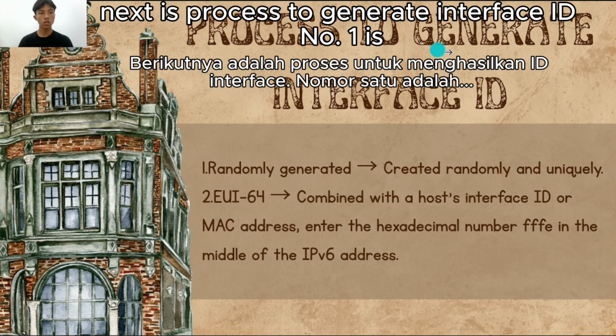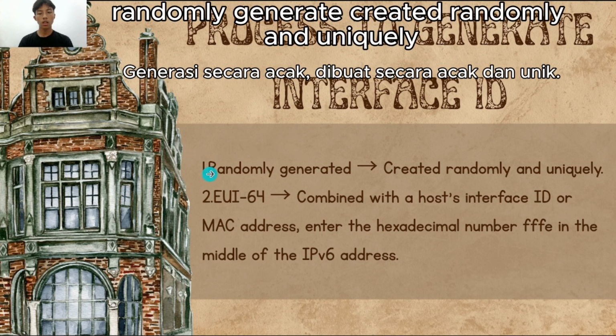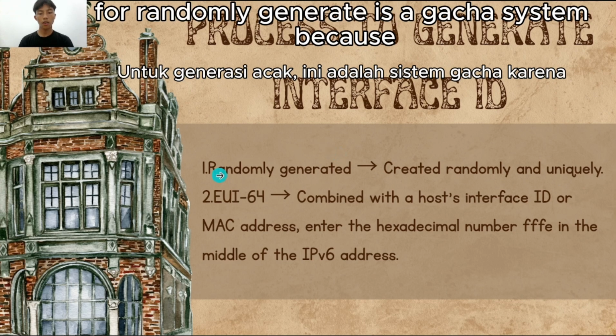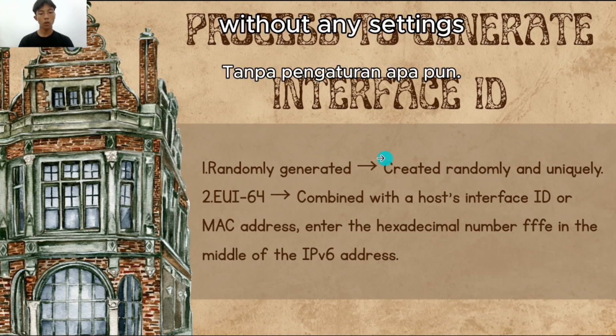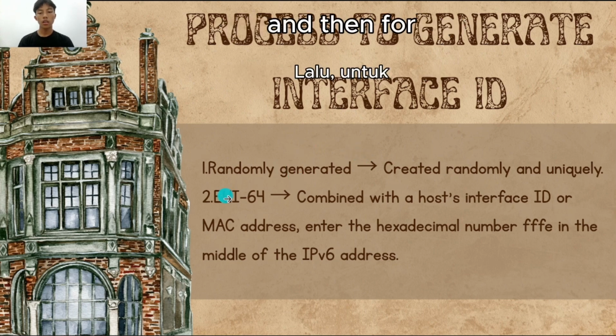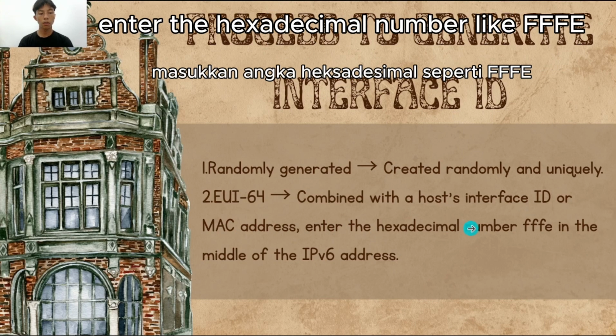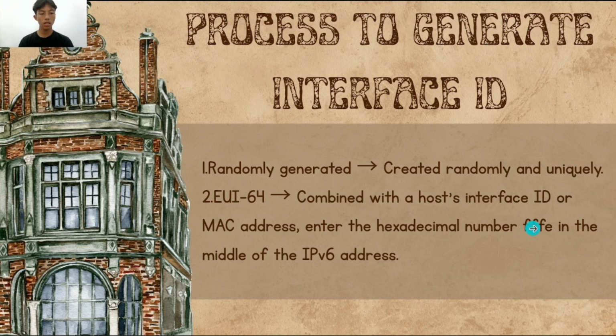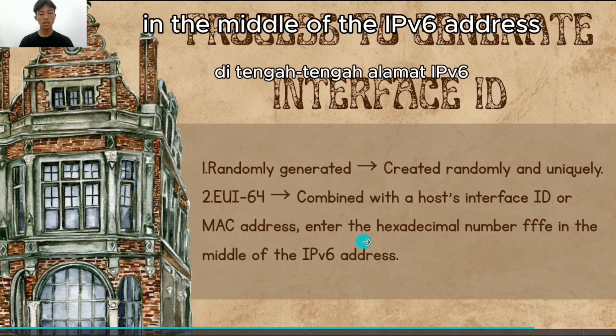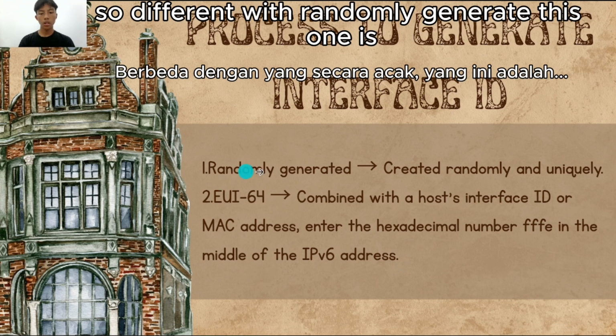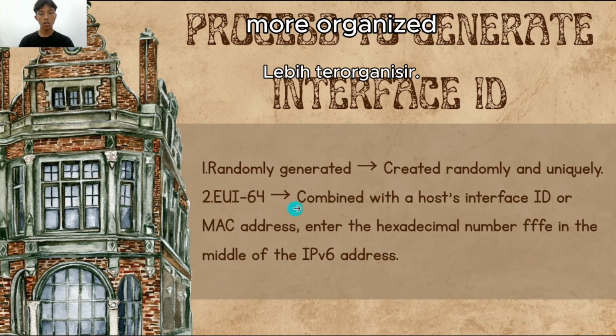Next is the process to generate the interface ID. Number 1 is randomly generated, created randomly and uniquely. So basically, random generation is a gacha system because it's created randomly without any settings. And then for EUI-64, it's combined with the host interface ID or MAC address, entering a hexadecimal number like FFFE in the middle of the IPv6 address. So different from random generation, this one is more organized.